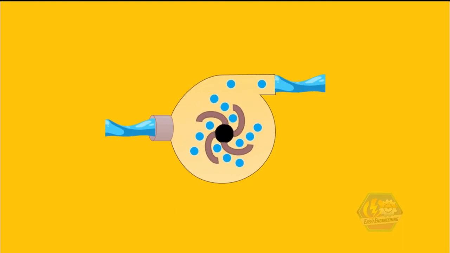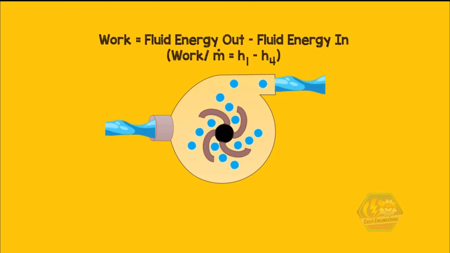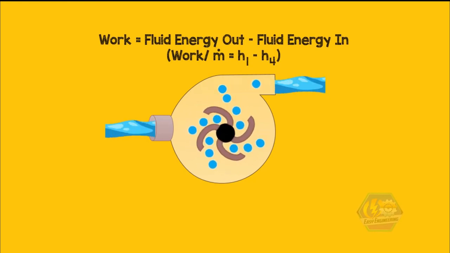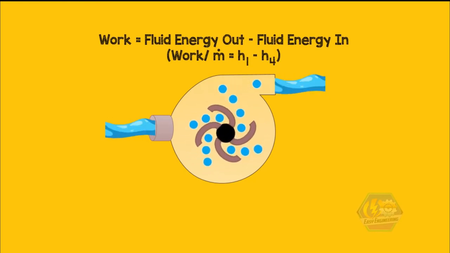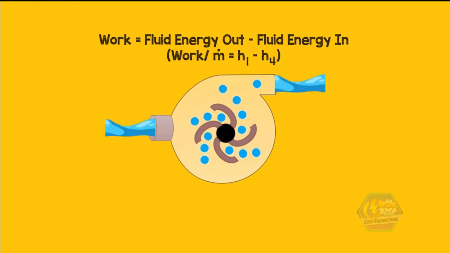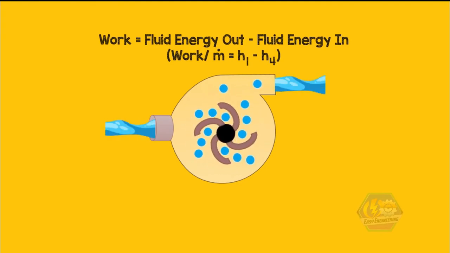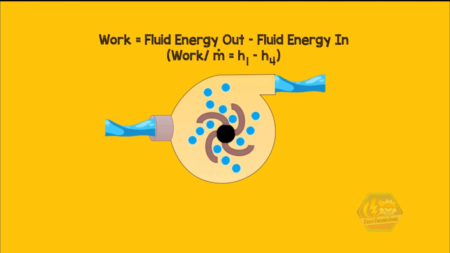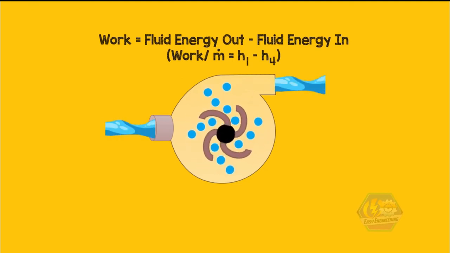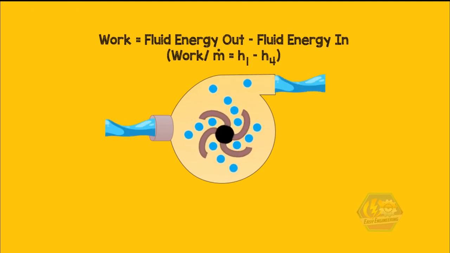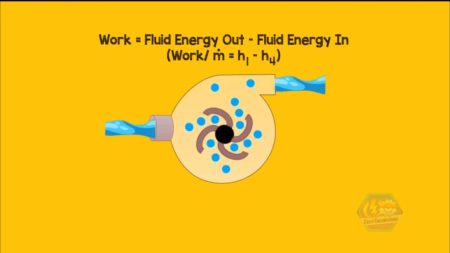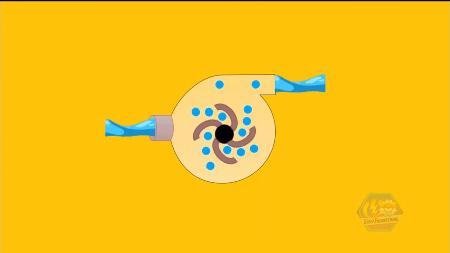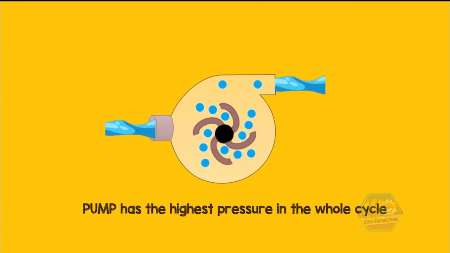The formula for the pump is work equals fluid energy out minus fluid energy in, or enthalpy 1 minus enthalpy 4. Fluid energy out, or enthalpy out, is greater than the enthalpy in, as the pump has imparted energy to the fluid. Note again that this equation is formed by using a mass and energy rate balance for a control volume at steady state, neglecting heat transfer with the surroundings. And one more important thing, please remember that the pump has the highest pressure in the whole cycle.